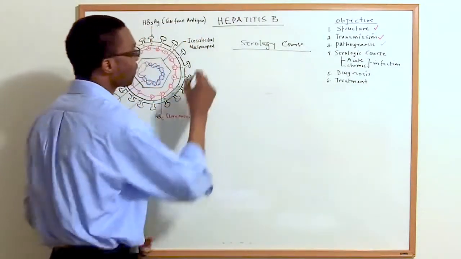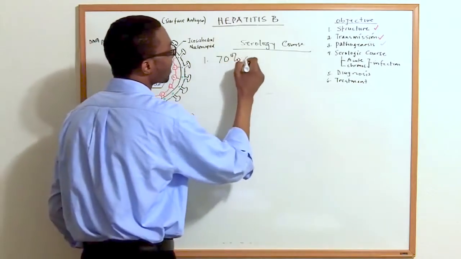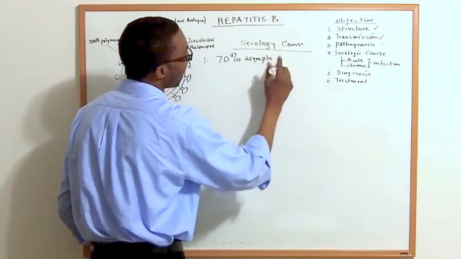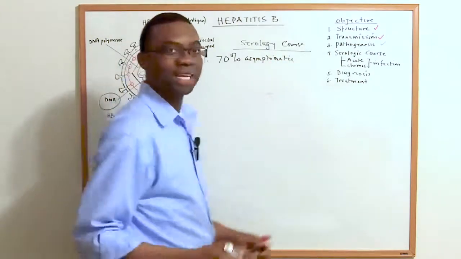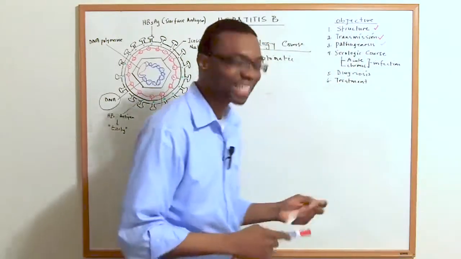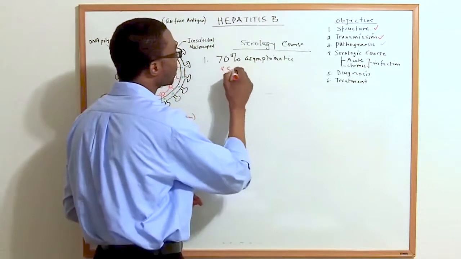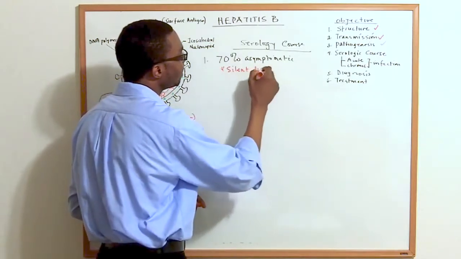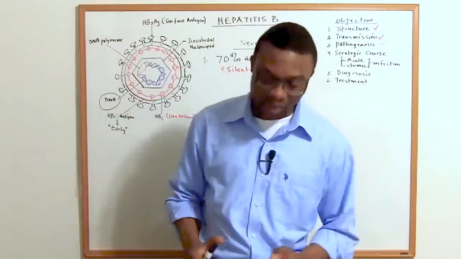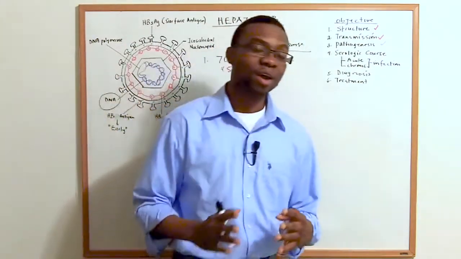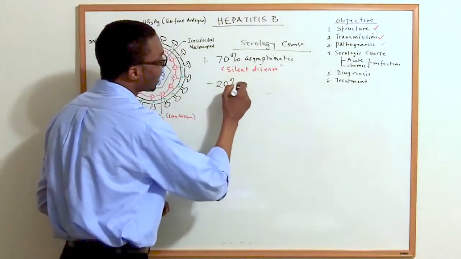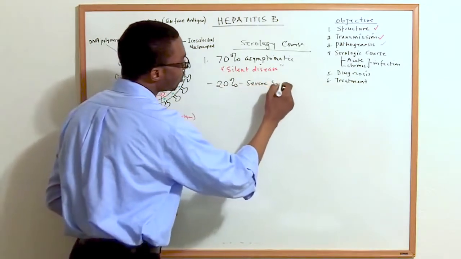So when somebody gets an acute infection, actually about 70% are asymptomatic, which means they don't even know they got an infection. That's why we call hepatitis B a silent disease. And I will tell you why in a minute. Now, about 20% of patients who get infected with hepatitis B can develop severe symptoms.